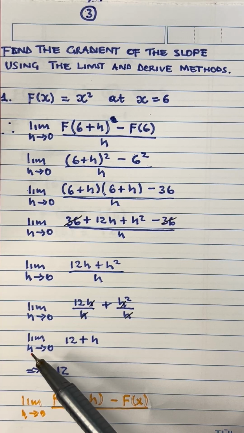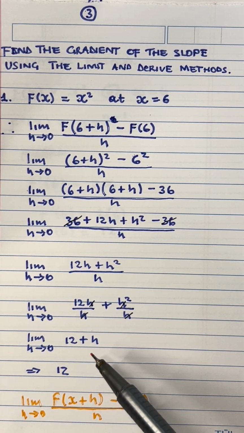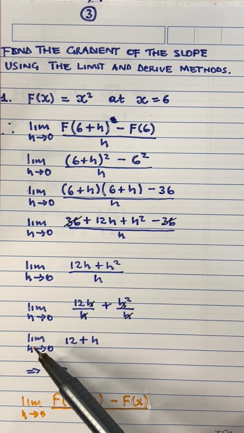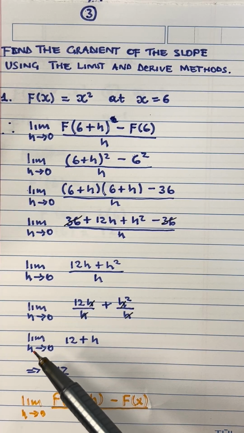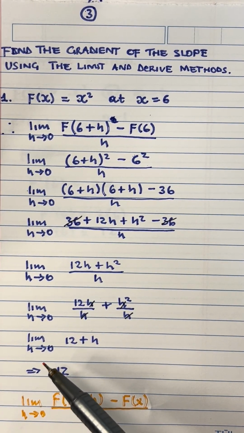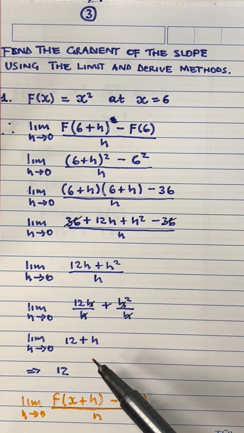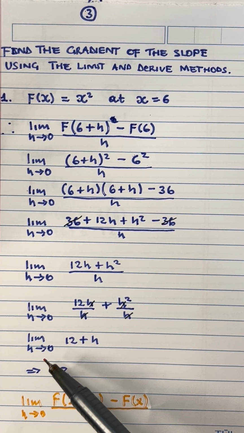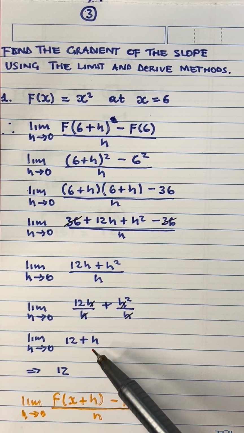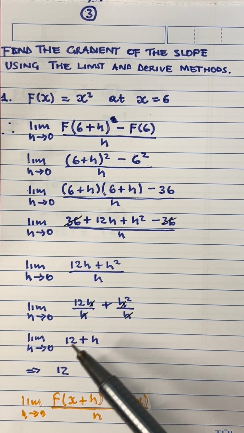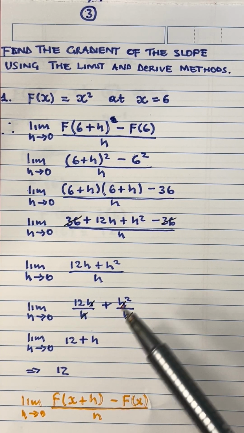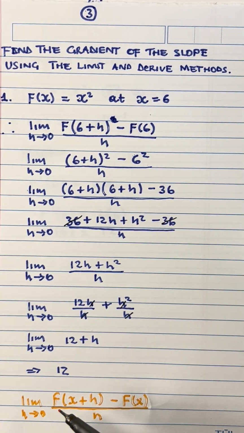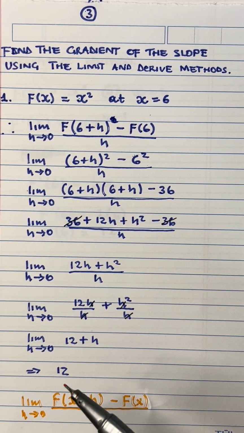And then when you get to this point, limit, well, you can read it like that. Limit as h approaches 0 equals 12 plus h. Now you take the limit. When you take the limit, you take the 0 and put it for h over there. And then 12 plus 0 is 12. So our answer comes down to 12.